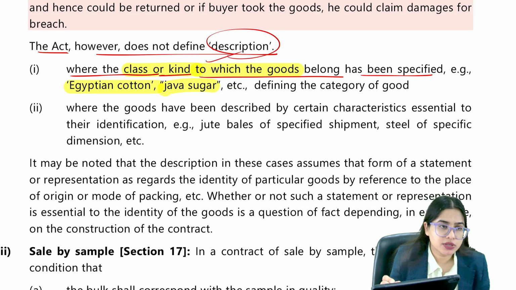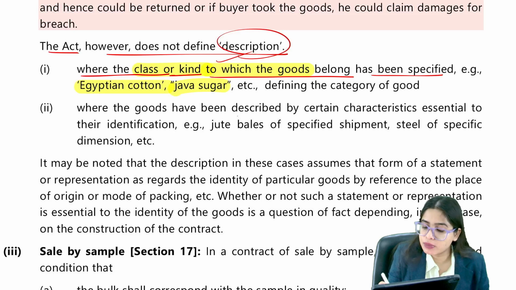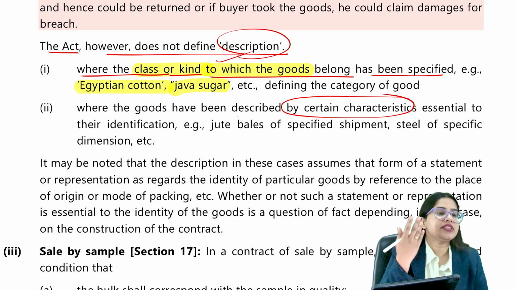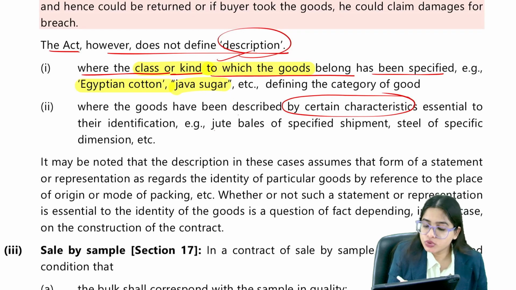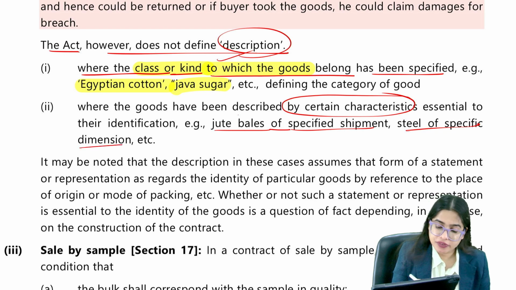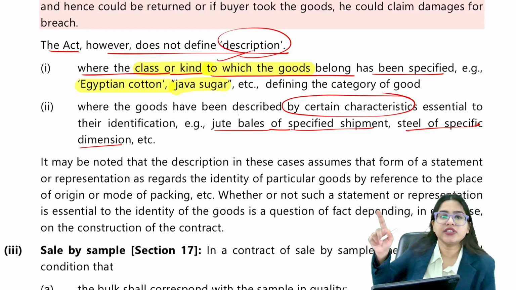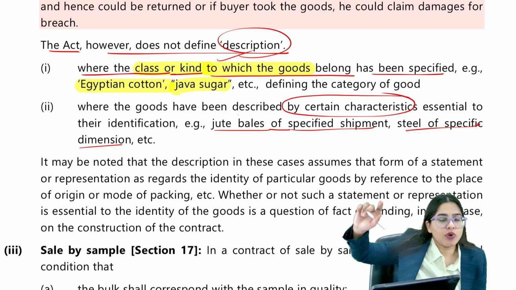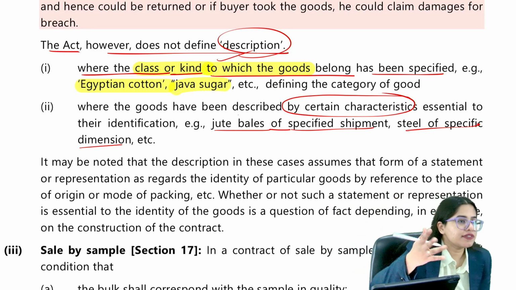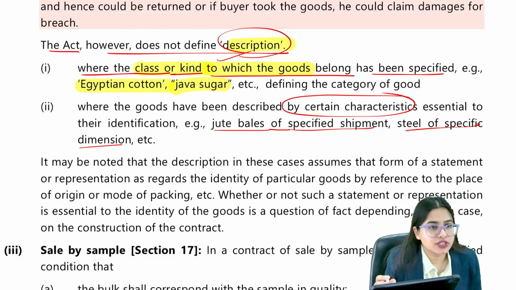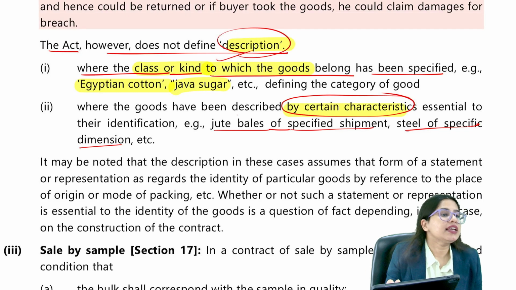Number one, you can give the description by class or kind. Next, you can give the description by characteristics. Characteristics means you can give the usage, for what purpose it is used. Remember the face cream I mentioned. For example, jute bales of a specified shipment, steel of specific dimension. You can give characteristics also. I want steel of this dimension, I want a shirt, pant, I want 1 liter milk. So how can you give description? It can be given either by class or kind of goods, or by characteristics.